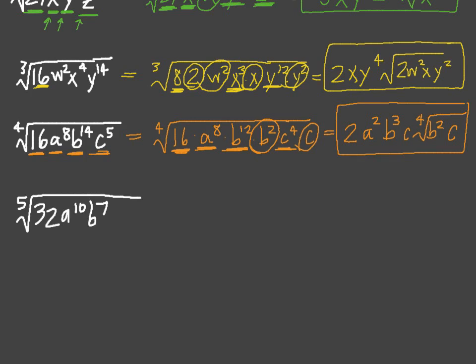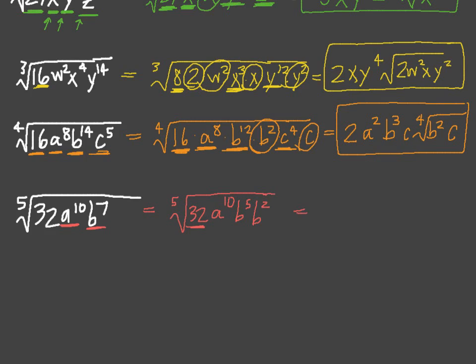So our last example is taking out groups of 5. Okay, so the 5th root of 32, hopefully after this lesson you have memorized that the 5th root of 32 is 2. Now let's look at a to the 10th. There are 2 groups of 5 that fit in there and no leftovers, so I can just rewrite that as a to the 10th. B to the 7th, 5 does not fit into that evenly, so I'm going to write b to the 5th because 5 does go into that, but then there's 2 left over.